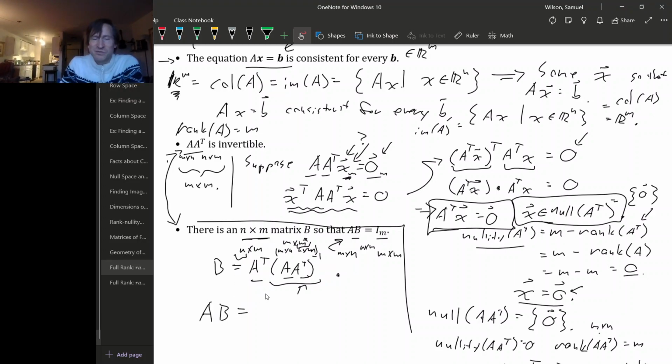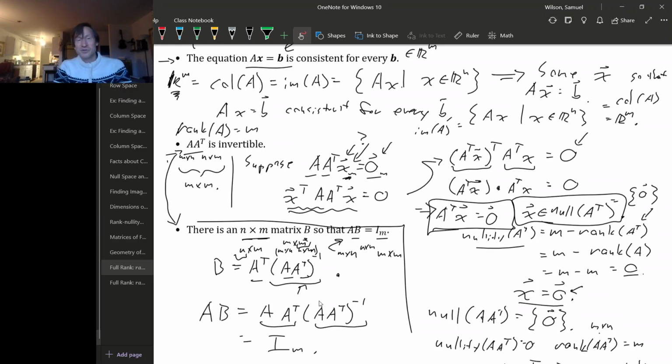Okay, now let's work out this product. So it's A times B, but B is A transpose times A transpose inverse. But look, here we have a matrix times its inverse. What do you get? You get the identity of the appropriate size. What is the appropriate size? Well, it's M by M, so this is the identity of size M. All right, so that proves that invertibility gives you this matrix.